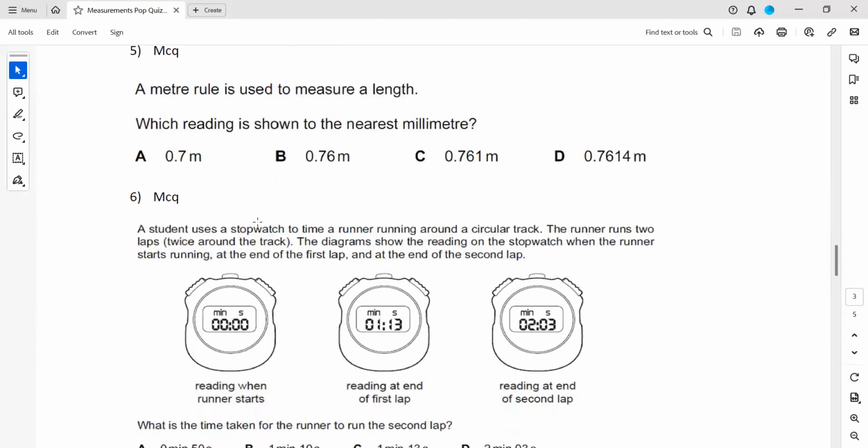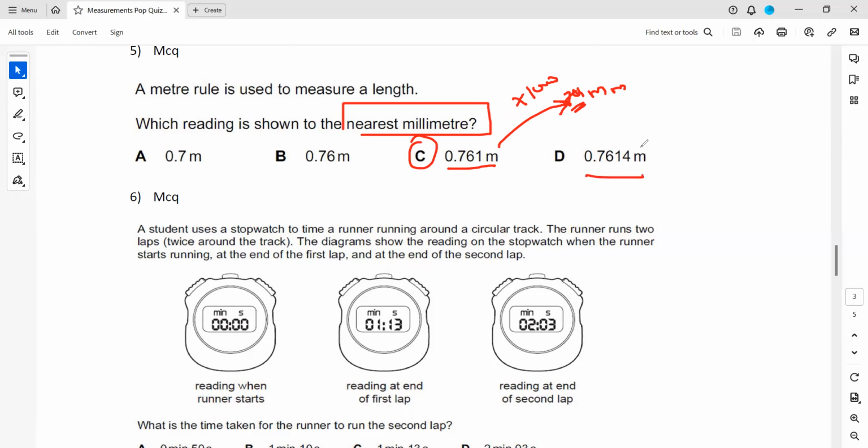A meter rule is used to measure the length, and the reading is shown to the nearest millimeter. When we convert meters into millimeters, we have to multiply by 1000. So when I multiply by 1000, I'll get 761 millimeter. So it means I'll get the exact number 761. So C will be the right answer.